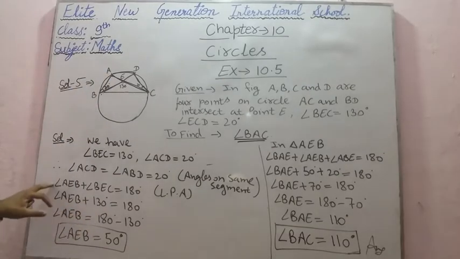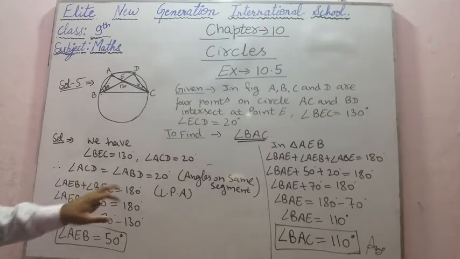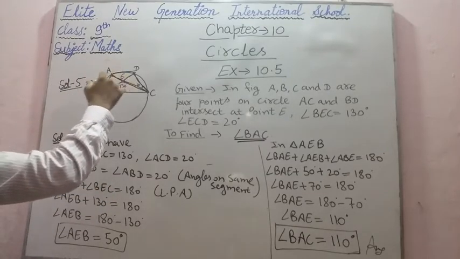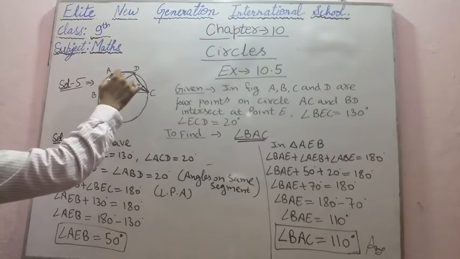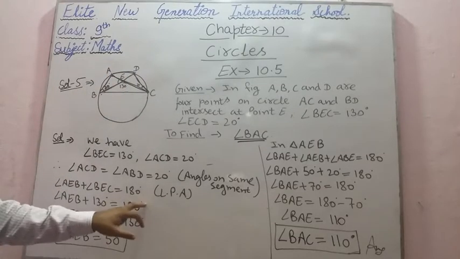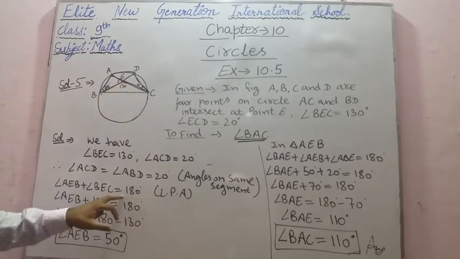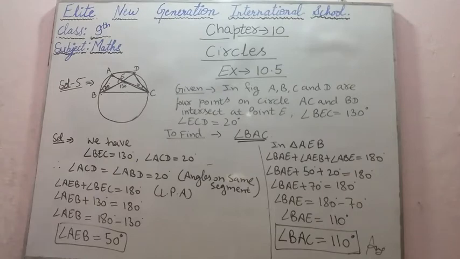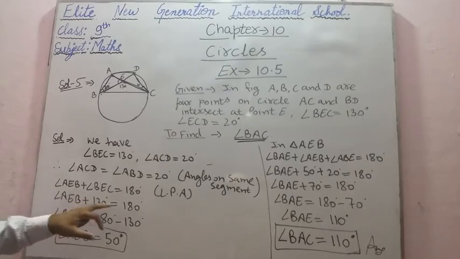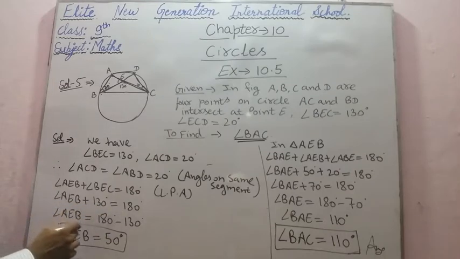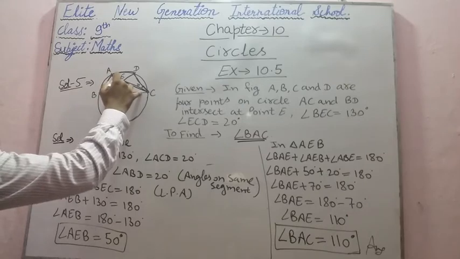Now after this, angle AEB plus angle BEC will be 180. Here angle AEB, this angle, and BEC, this angle, the sum of these angles will be 180 because they are a linear pair. So by linear pair, the sum of these angles will be 180, and value of BEC is given 130. So here we can say angle AEB plus 130 equals 180. So value of AEB will be 180 minus 130. So here value of AEB will be 50 degree. So this angle will be 50 degree.